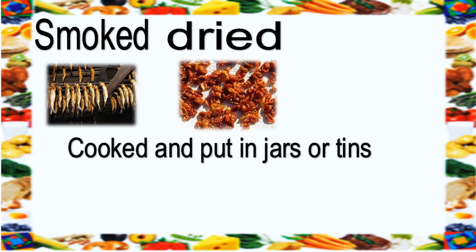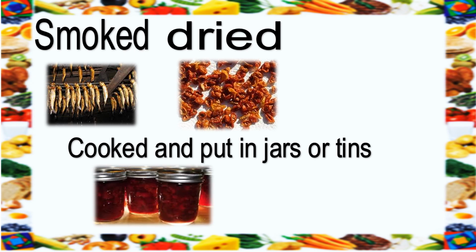Now, cooked and put in a jar or tins. This process is you cook it, then you put it inside a jar, then you close the jar, then that food you could consume for a long time. One example of this process is jam. Your strawberry jam, your mango jam, and other jams that you have. Look at the picture. It's an example of a jam. See, it's been cooked and put inside a jar.